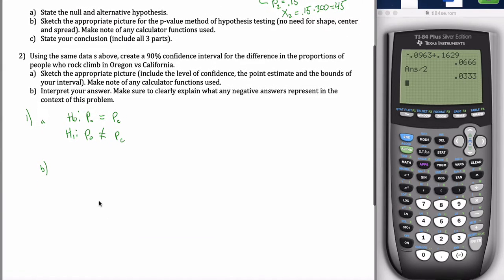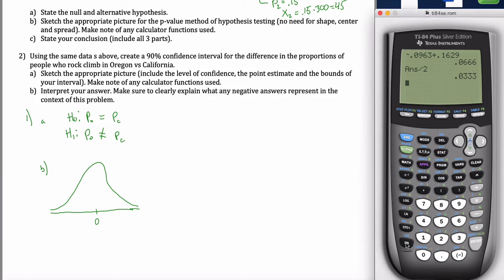And then B says to sketch the appropriate picture, don't bother with shape, center, and spread. All right, so here's my picture. I'll draw something that's approximately normal. And then I'll put 0 in the middle because this is hypothesis testing. Then to get all the other numbers, I need to go to my calculator. Hit stat and then tests. And go down to 2-prop z-test.